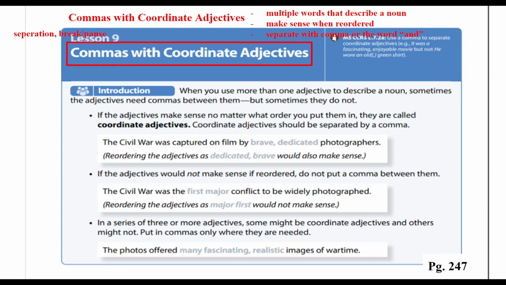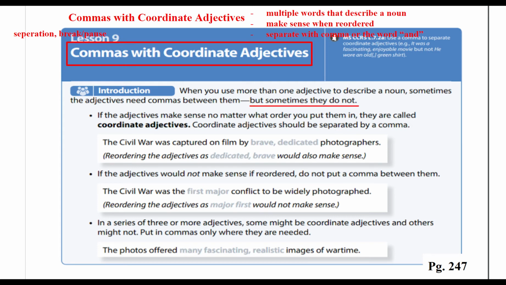We know that coordinate adjectives occur when multiple words describe one noun. Coordinate adjectives make sense when reordered. And you separate coordinate adjectives with a comma, or you can always separate them with the word and. If you're unsure, that's a little trick I've learned over the years. You can see if the word and fits in between them. And if it does, it's a coordinate adjective. But we'll talk a little bit more about that later. All right, so let's go ahead and move on down to our introduction.